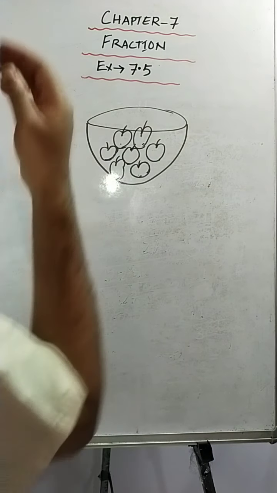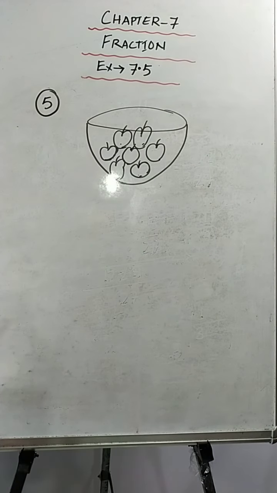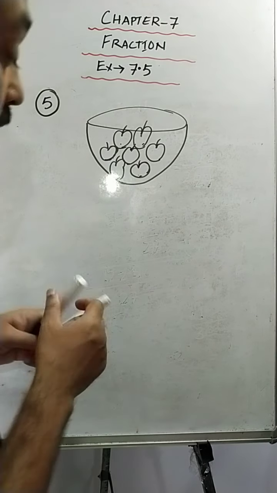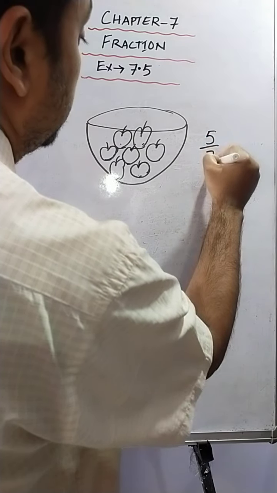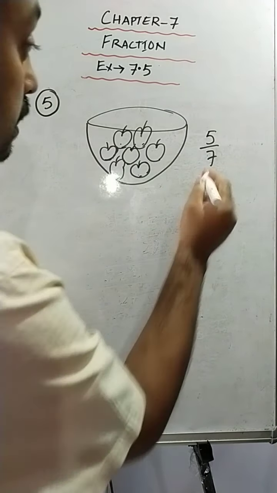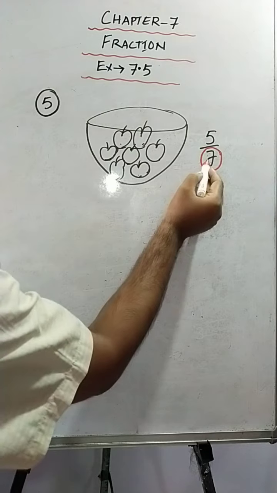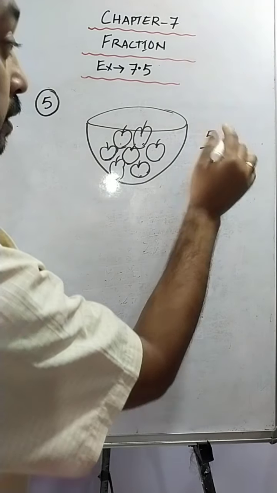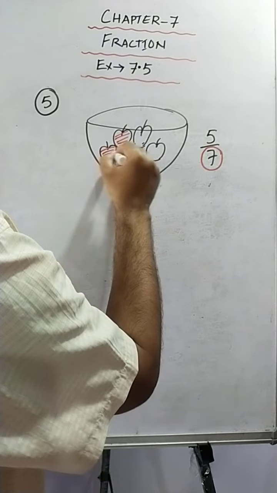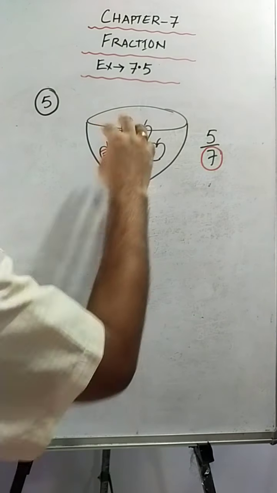How did I come to know that there are 7 oranges in the basket? This you also have to understand. Just see the first sentence: Javed was given 5 by 7 of a basket of oranges. So how much is given? 5 by 7, isn't it? That is, out of 7, 5 oranges were given to Javed. So this is how I came to know how many oranges are there in the basket: 7 oranges. And out of 7, how many oranges were given to Javed? 5. So I will shade 5. So this many oranges were given to Javed.